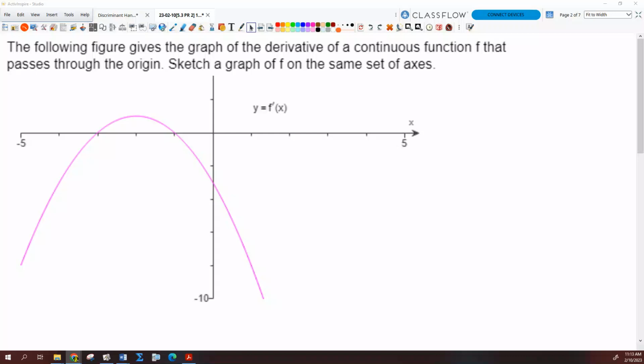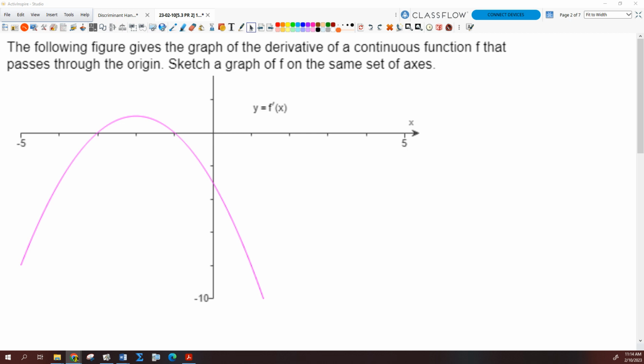Like this, and then I've got one more analytical problem example we can do if you want to, okay? The following figure gives the graph of the derivative. You have to make sure you read these carefully, because what mistake do you think people make on this one a lot of times? Yeah, they treat it like the function instead of the derivative function, right?